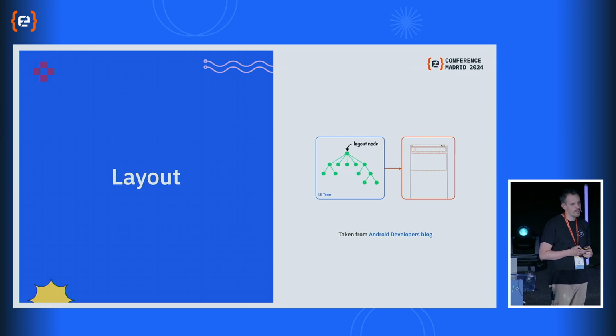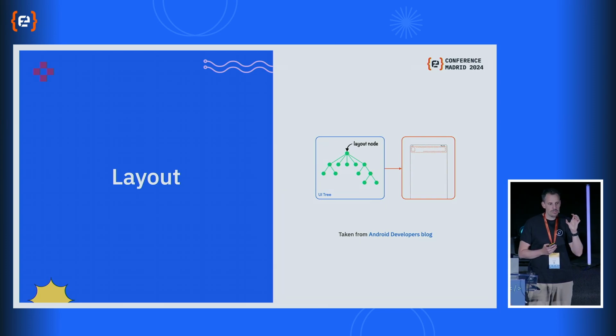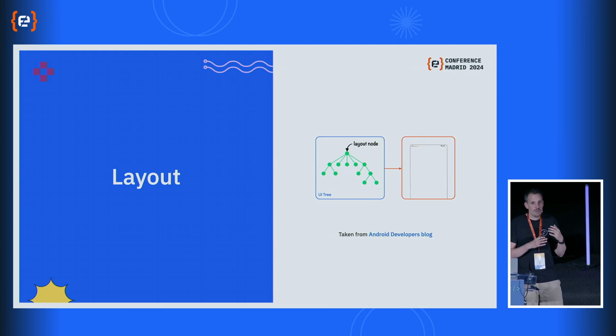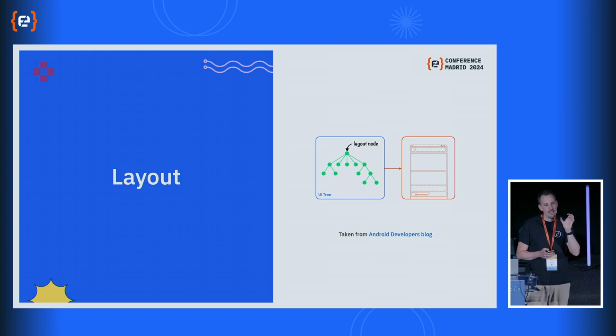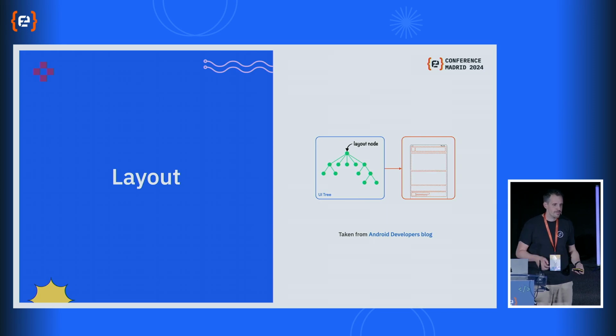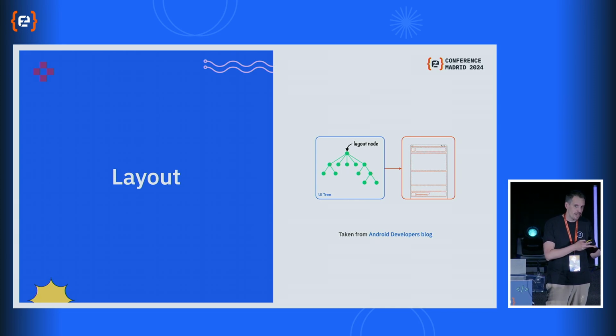The layout phase would be the second one, which takes each of these nodes, and each node will ask its children what their sizes are to then measure itself by the measure of the children. So it basically will convert this tree into the positions and the sizes each one of the composables is going to have in the final screen. This is kind of similar to the measure and layout phase that we had in XML.